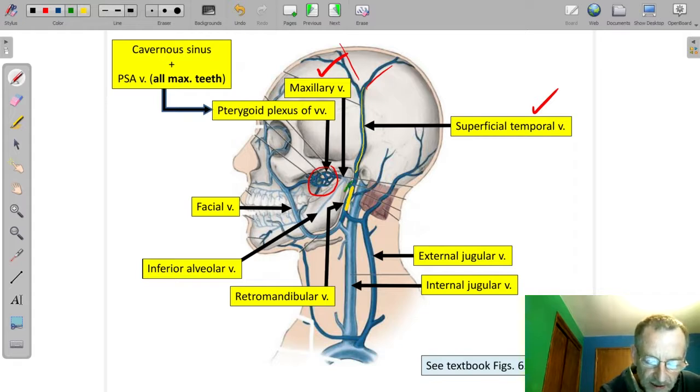So we had the maxillary, we had the superficial temporal, and now we have the retromandibular. And it has an anterior branch and a posterior branch. So what I've drawn in yellow is the retromandibular, and I'll erase it in a moment. And there are other slides that sort of show this as well. And then we have the occipital and the posterior auricular also draining in, which I didn't label. Okay? So I'm going to erase the yellow off of the retromandibular.